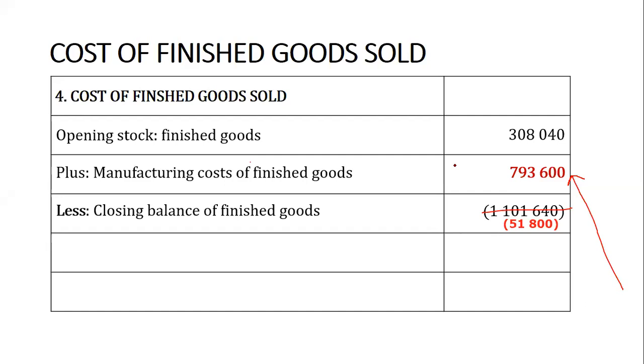Okay. Now, here you will have cost of finished goods, and your cost of finished goods will be 1,049,840. Let's check if that is correct. 308,40 plus 793,600 minus 51,800. That gives us 1,049,840. So everything is correct here. We still good? Okay.